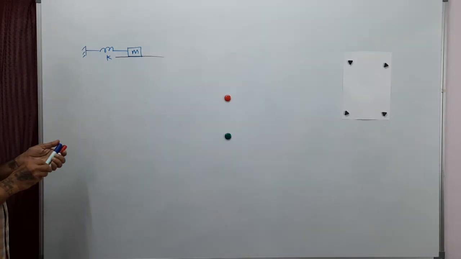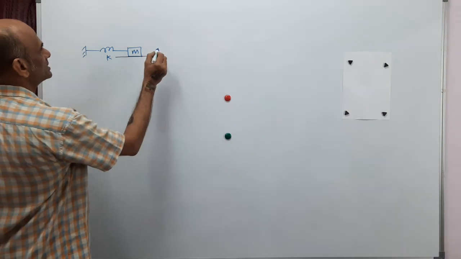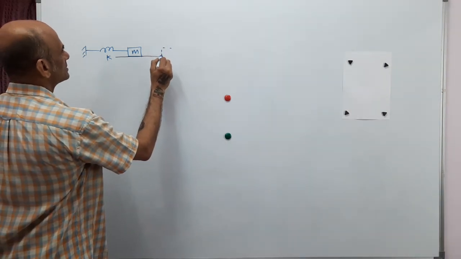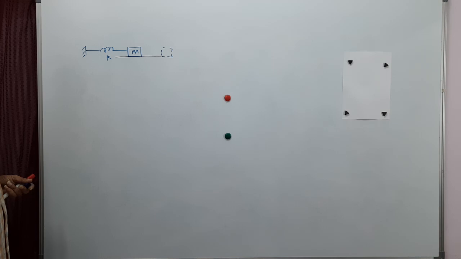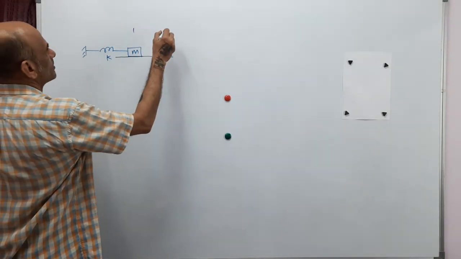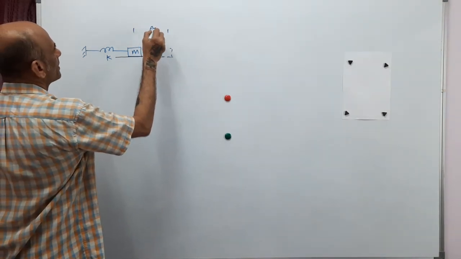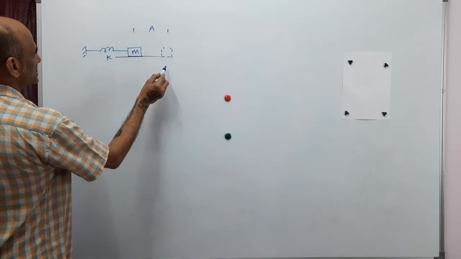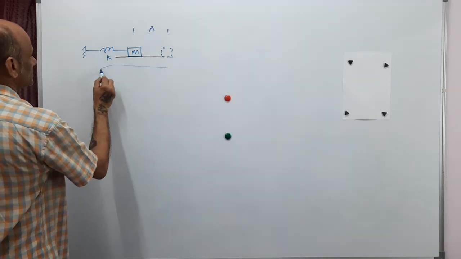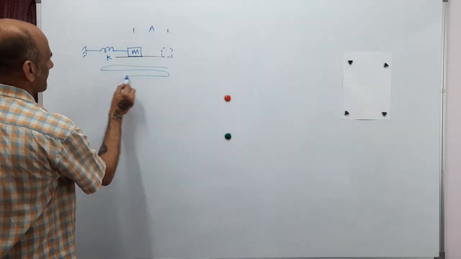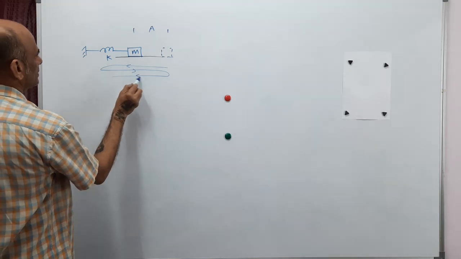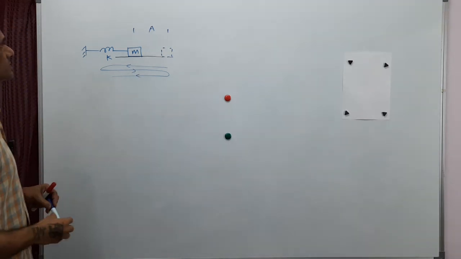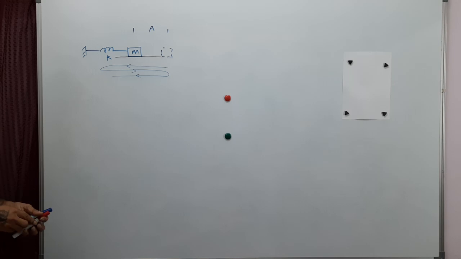From this relaxed position, suppose I stretch the spring by pulling the mass here by an amount say E and then leave it. So this thing will start oscillating like this. So this motion is simple harmonic motion.